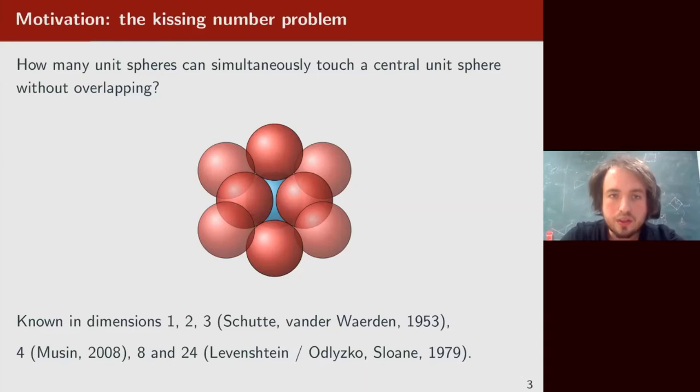So this is the kissing number problem, and then you have some variants I want to talk about. So now let's look at the formulation.